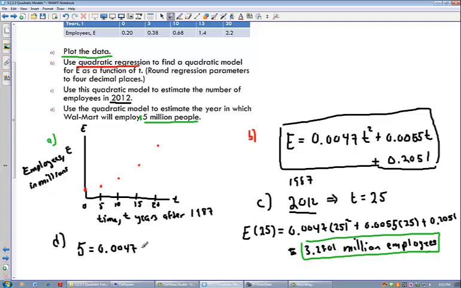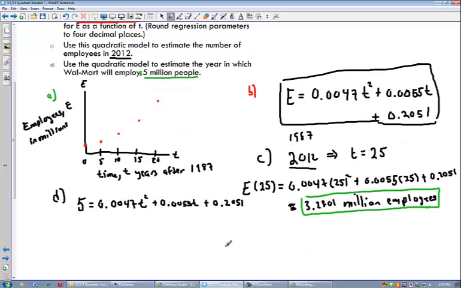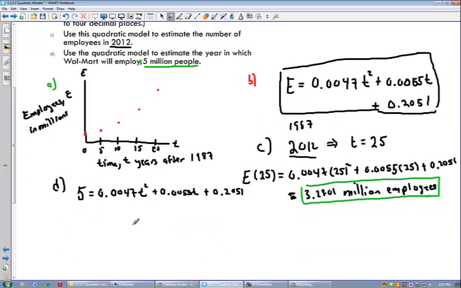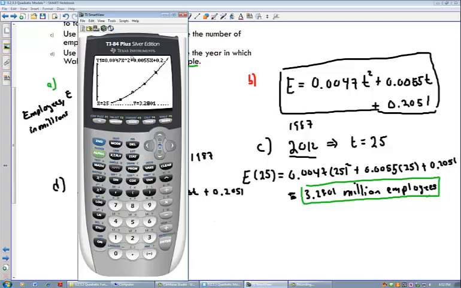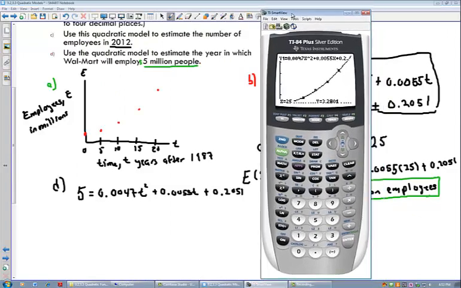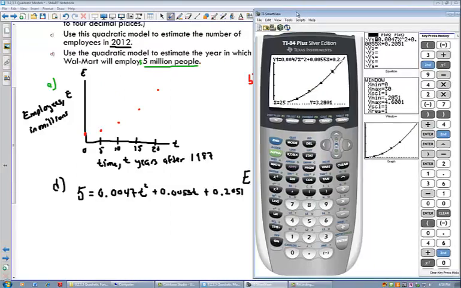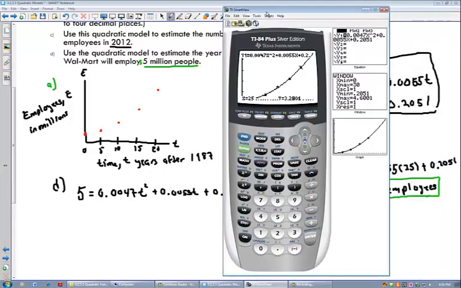0.0047 T squared plus 0.0055 T, then plus 0.2051. Now you can solve this a number of ways. You can move over the 5 and use a quadratic formula, or you can graph the left and graph the right and intersect. We're going to graph the left and right, and do the intersect, so you can kind of see how this works again.